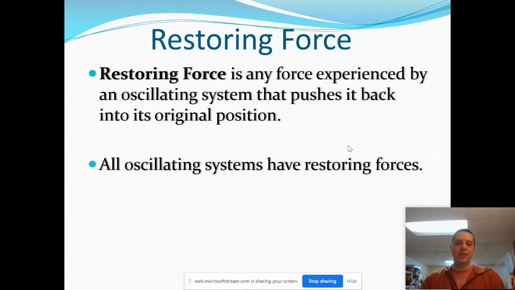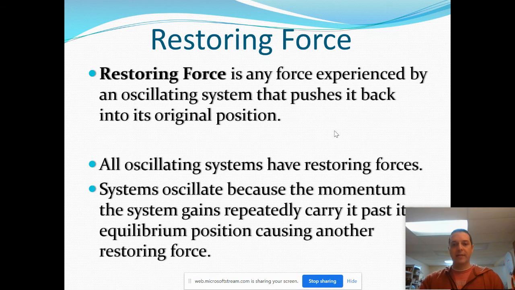Whenever you have an oscillating system, it's always going to have restoring forces. The reason why objects oscillate is because the energy and the momentum gained from the restoring force pushing it back to its central position give it a certain amount of momentum. When it reaches that position, it still has momentum, so it passes right by that central position, and another restoring force in the opposite direction develops, pushing it back towards the original position. It can't get the energy and the momentum out of the system, so it keeps on repeating itself.